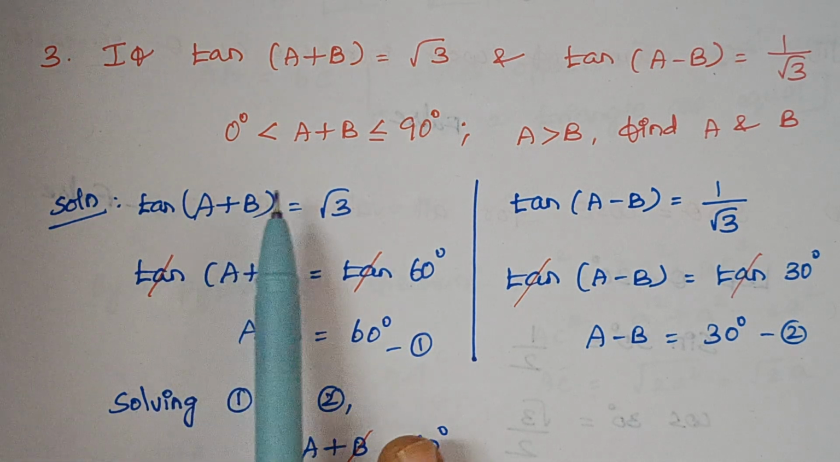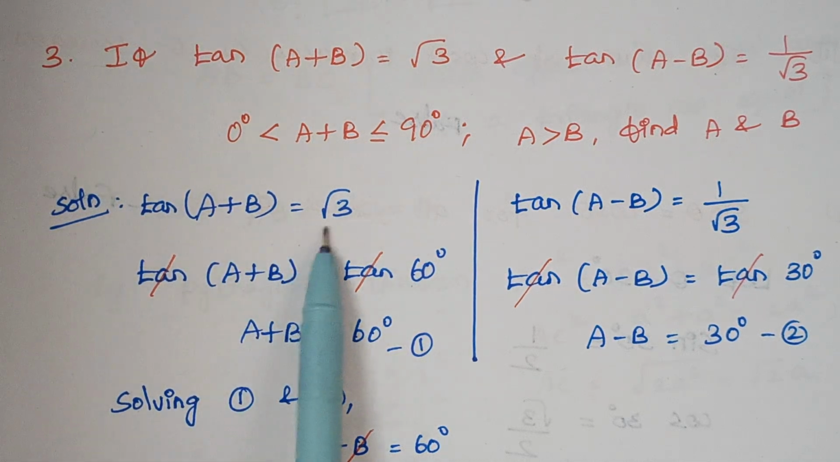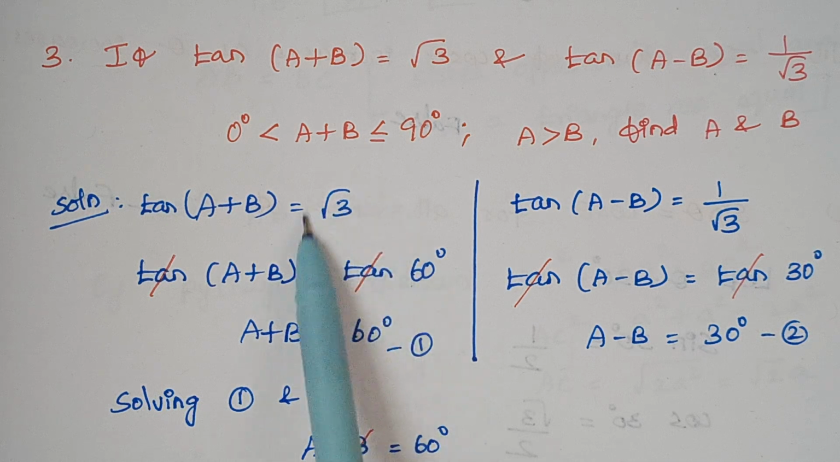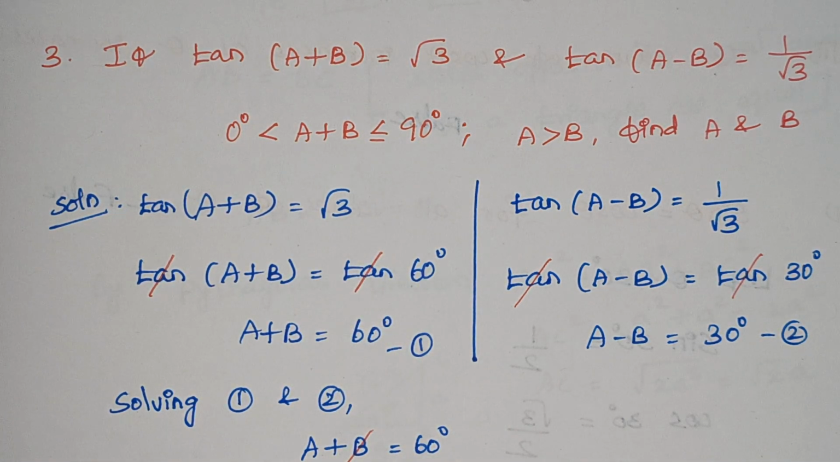First, tan(a plus b) is equal to root 3. Where does the value of root 3 come from? We have to check from the trigonometric table. It is always mandatory to write the trigonometric table in your rough sheet, because each and every time you can't go back and think. If you have a copy, it will be easy for you to write the values.